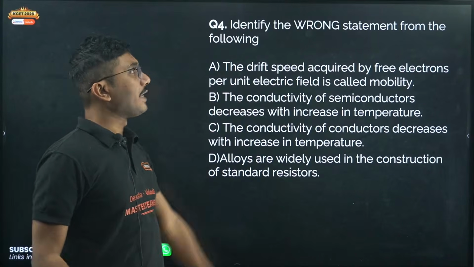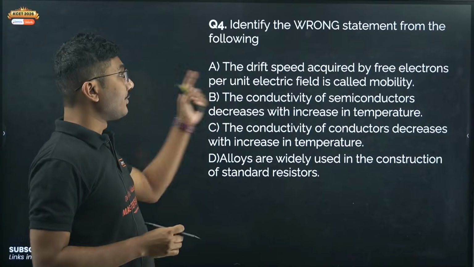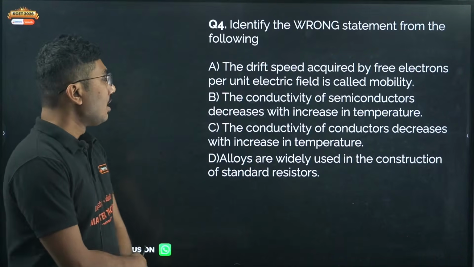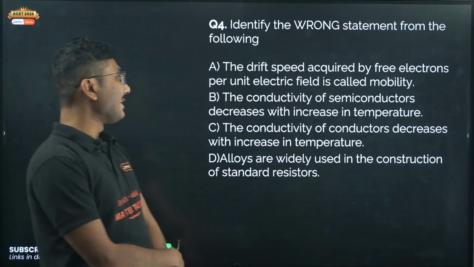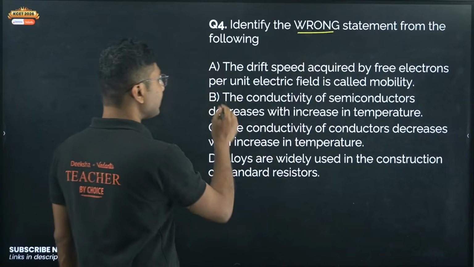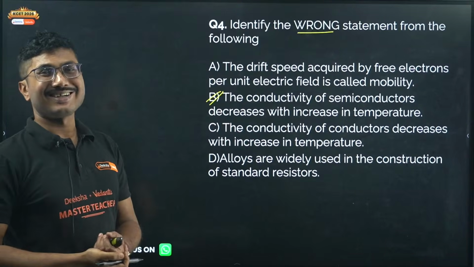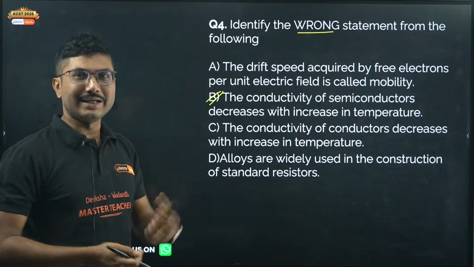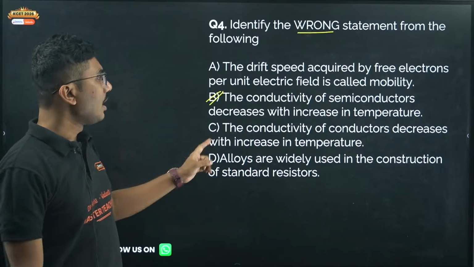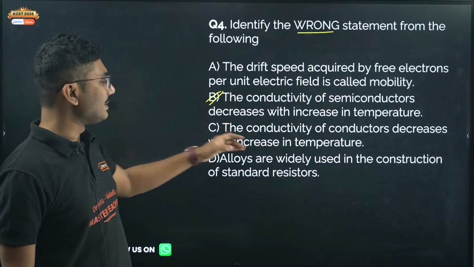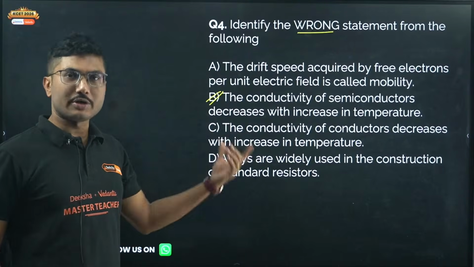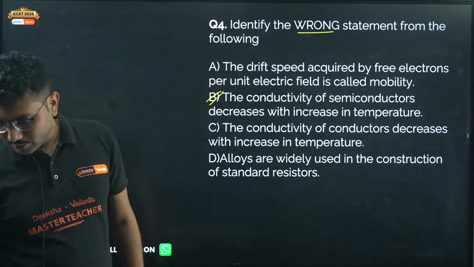Okay, identify the wrong statement from the following. The drift speed acquired by free electron per unit electric field is called mobility. The conductivity of semiconductors decreases with increase in temperature. So you have to identify the wrong statement. So this is the wrong statement. Conductivity of semiconductors increases with increase in temperature. Okay, drift speed per electric field is mobility, correct statement. Conductivity of conductors decreases with increase in temperature, yes, correct statement. Alloys are widely used in the construction of standard resistors because their conductivity is constant. Okay, yes, correct.